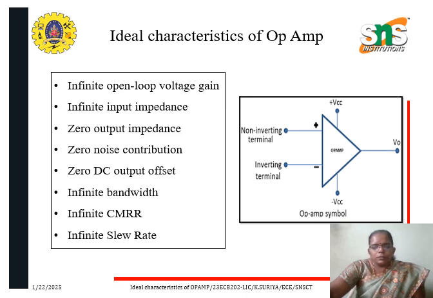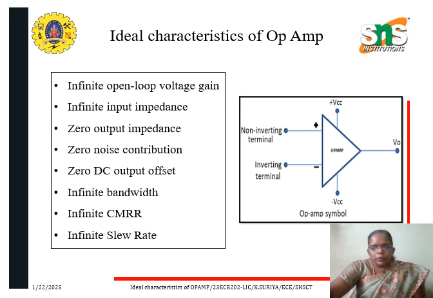Next one is CMRR, which is known as common mode rejection ratio. Common mode rejection ratio is nothing but the ability of the op-amp to reject the common mode signals and to allow the differential mode signal. The CMRR should be infinite for an ideal op-amp. It is given by ratio of the differential mode gain to the common mode gain. Since it is infinite, the common noise voltage in the output will be zero.